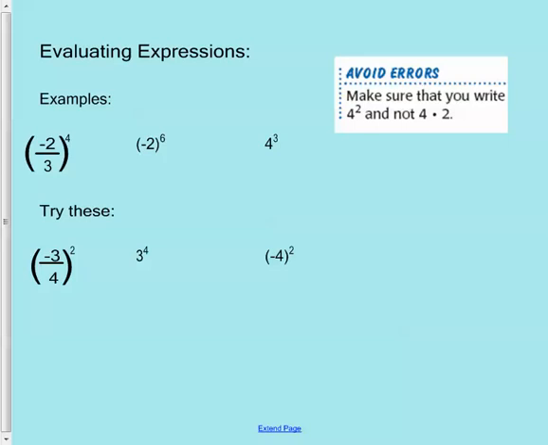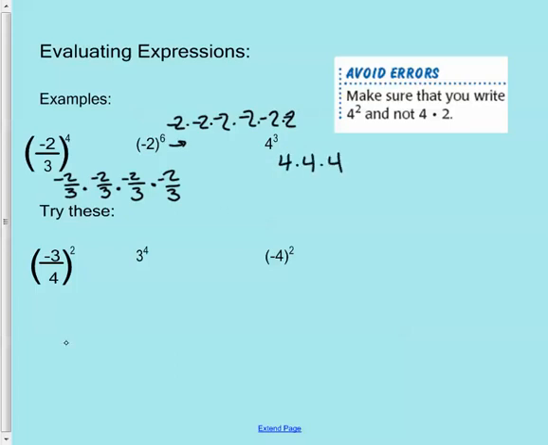So if they want us to evaluate the expression, then we are multiplying by the number of exponents. So I'm going to multiply this one 4 times. Remember, 4 squared is not 4 times 2. It's 4 times itself 2 times. Just like the negative 2 is multiplied by itself 6 times. And the 4 is multiplied by itself 4 times.